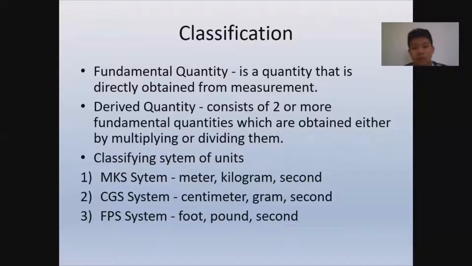Classifying systems of units. The first one is the MKS system. MKS stands for meter, kilogram, and second. And the second one is the CGS system. CGS stands for centimeter, gram, and second. And the third one is the FPS system. FPS stands for foot, pound, and second.